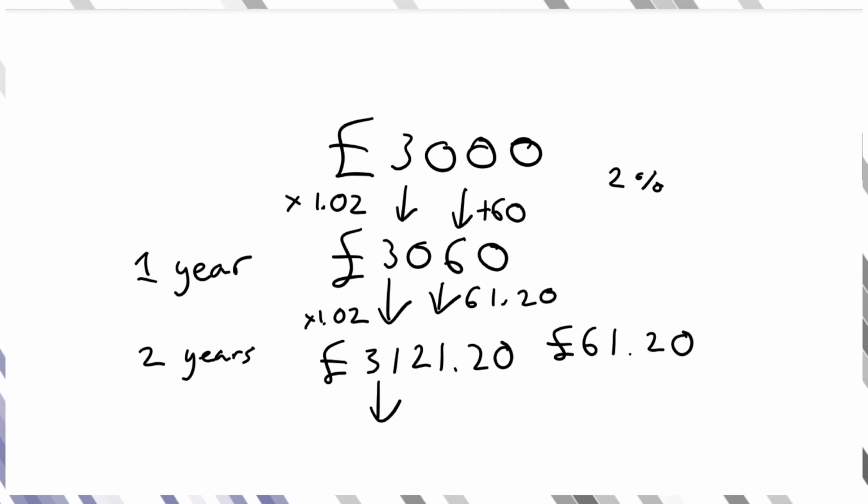The reason it's 1.02 is because 2% as a decimal, we divide it by 100, that's 0.02. This is increasing by 2%, so we are multiplying it by 1 to keep it the same, and 0.02 to add the extra 2% on. So we can do that.